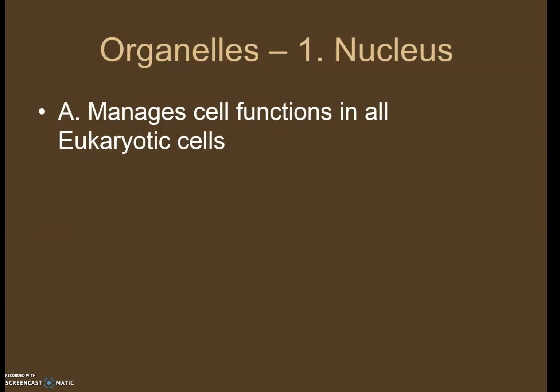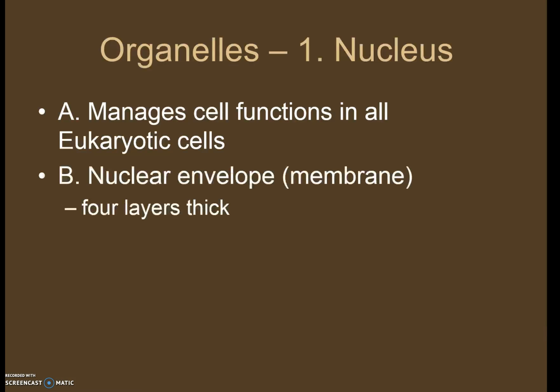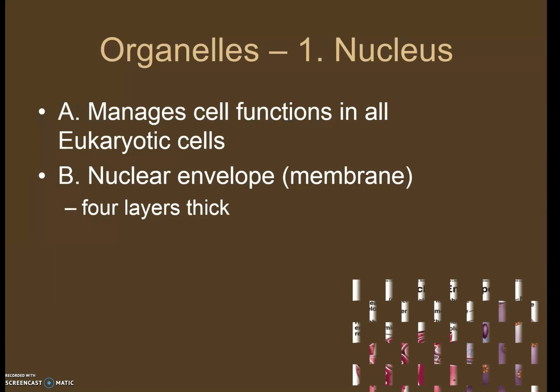And now moving to the organelles or the mini organs inside the cell. First and foremost is going to be the nucleus. The nucleus's job is to manage all the functions in eukaryotic cells. And as I talked about in the two different diagrams, it is going to have a couple of different parts that I want you to know. I don't just want you to know the nucleus.